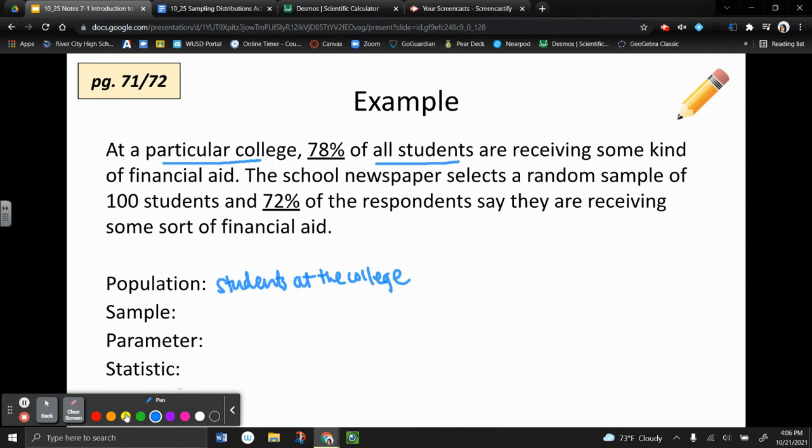And our sample is the random sample of 100 students. So sample of 100 students.